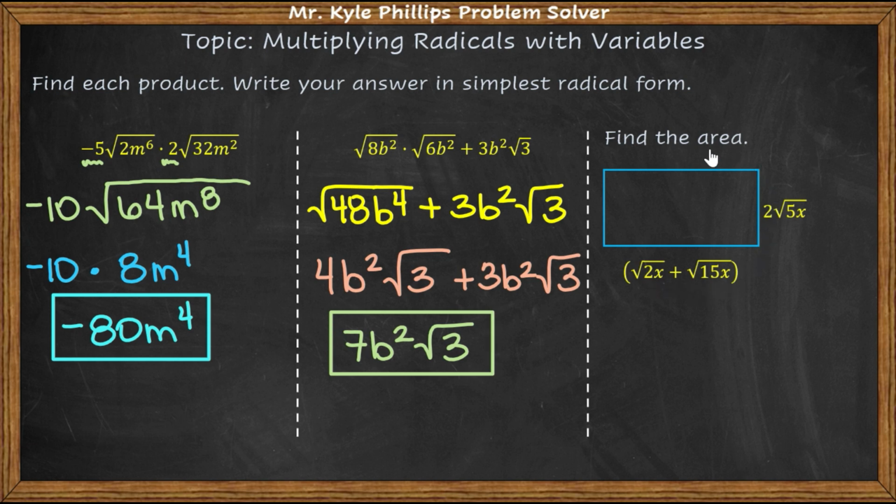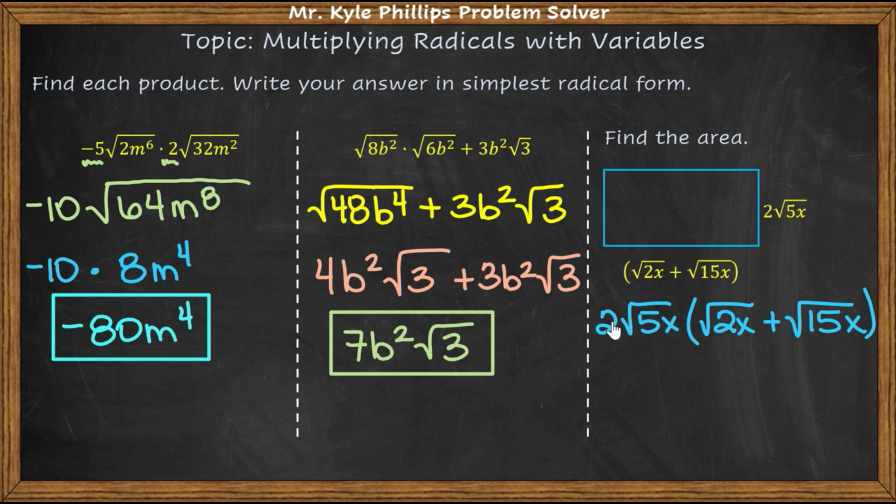Now, you may see a question like this. This is called an application problem. So they give you the problem and they give you a context. So here we have some rectangle and they want you to find the area. Well, in order to find the area, we have to multiply the length times the width. So here we can set this up by saying 2 times the square root of 5x, multiplied by the square root of 2x plus the square root of 15x. And now we just have the distributive property.